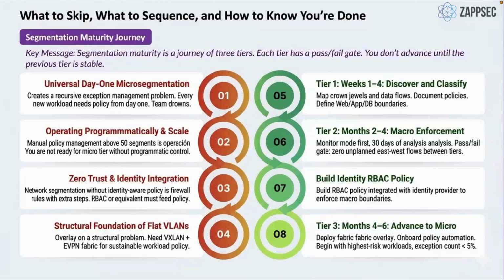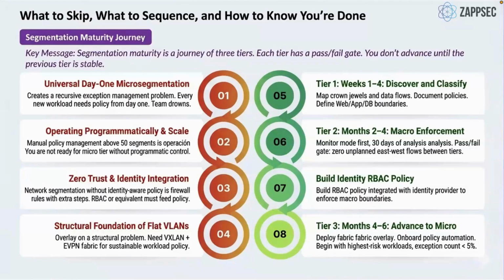Yeah, this is interesting. Tier one, or phase one, I would say, weeks 1 through 4: discover and classify. We always discover and classify initially before we do macro segmentation. Map the crown jewels of applications and their data flows, and document everything, every existing policy, including exceptions, because that count is your baseline. Define what the web, app, and database tier boundaries are.